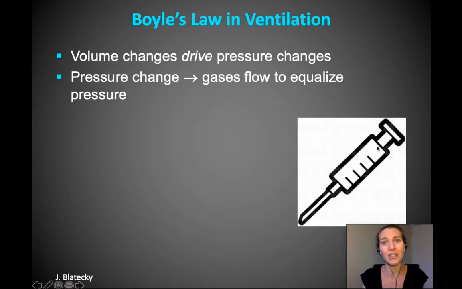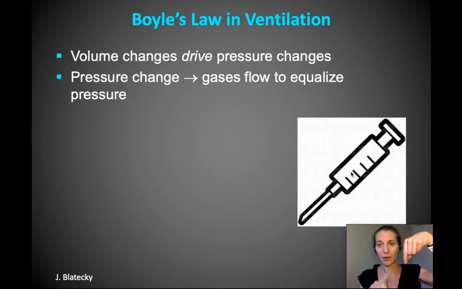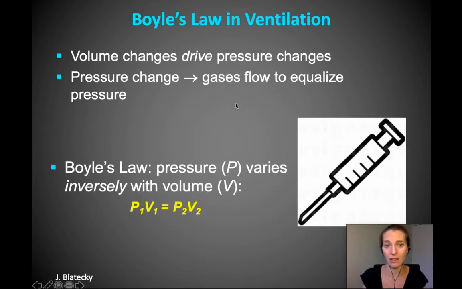Another nice example is a syringe, right? So if you imagine pulling on this syringe, what you're essentially doing is increasing the volume in this chamber. Volume goes up, pressure goes down. And what it's really doing is creating a vacuum that will then draw in the fluids. So it's very much like that in the lungs.